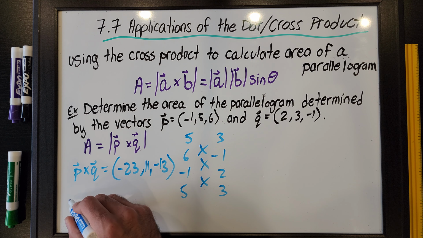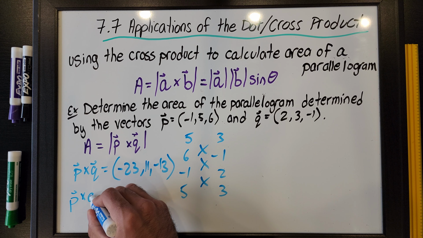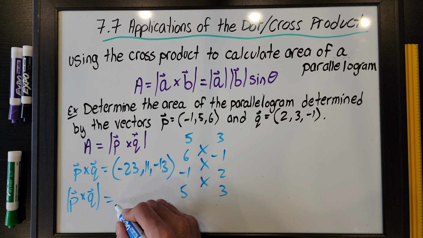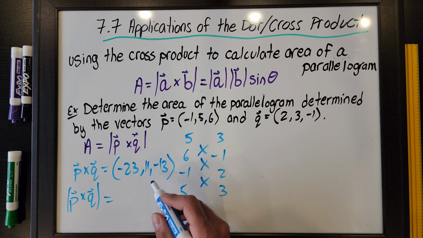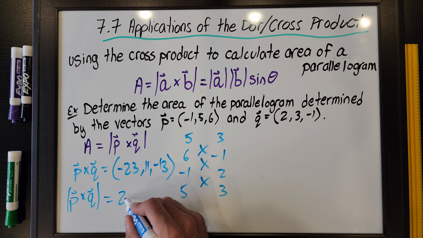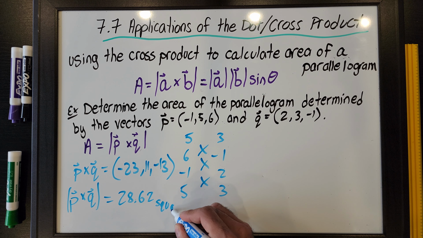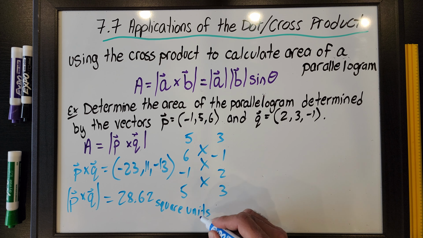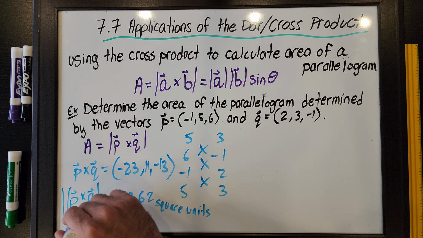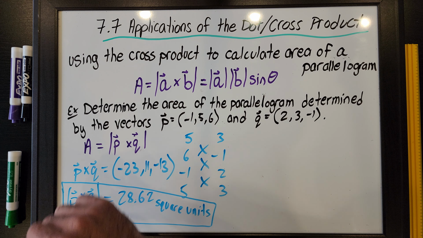But now I got to find the magnitude of P cross Q because that is the area of the parallelogram. Okay, so I put that all, 23 squared, 11 squared, 13 squared, add them up, square root it, and I get 28.62 square units. Okay, and this is the area of that parallelogram. That's it. The cross product tells us that.